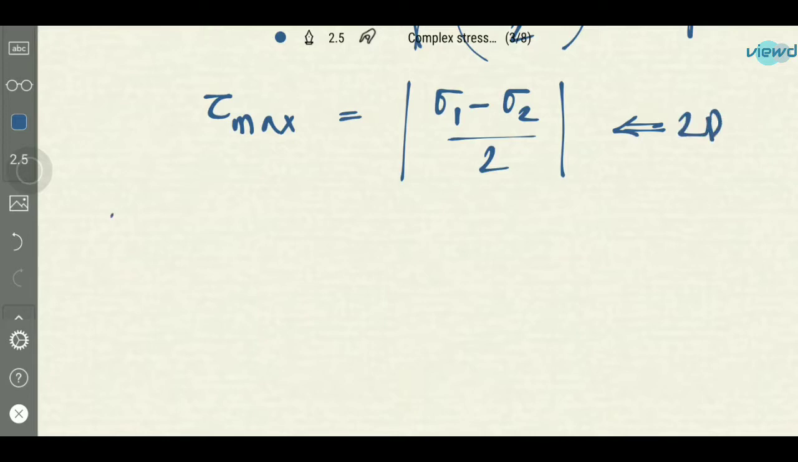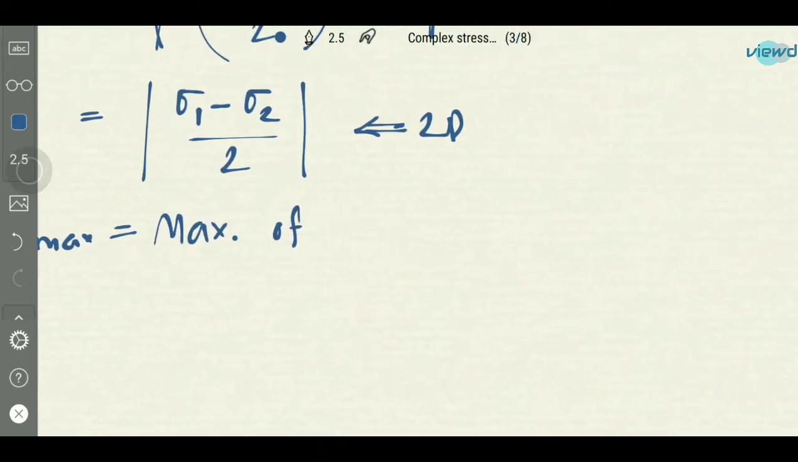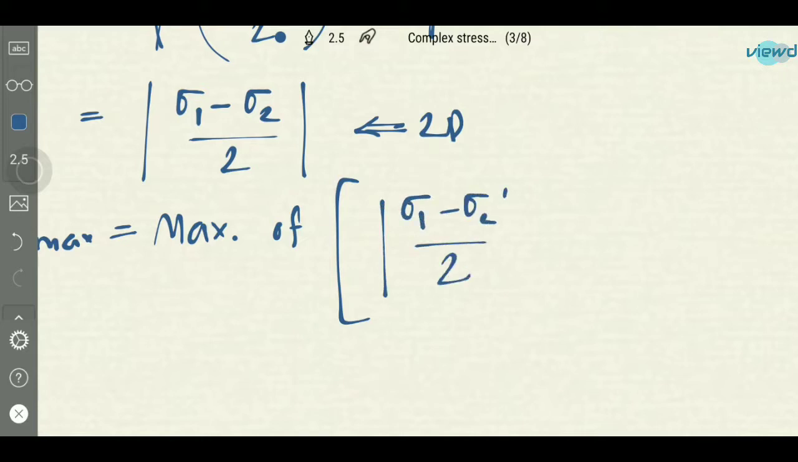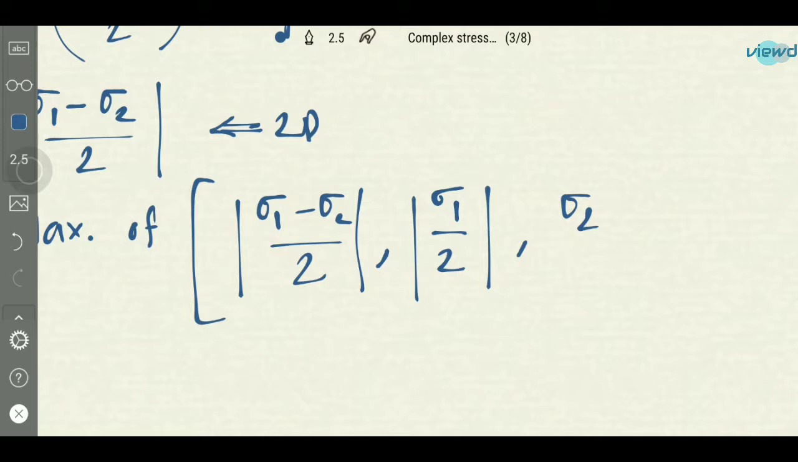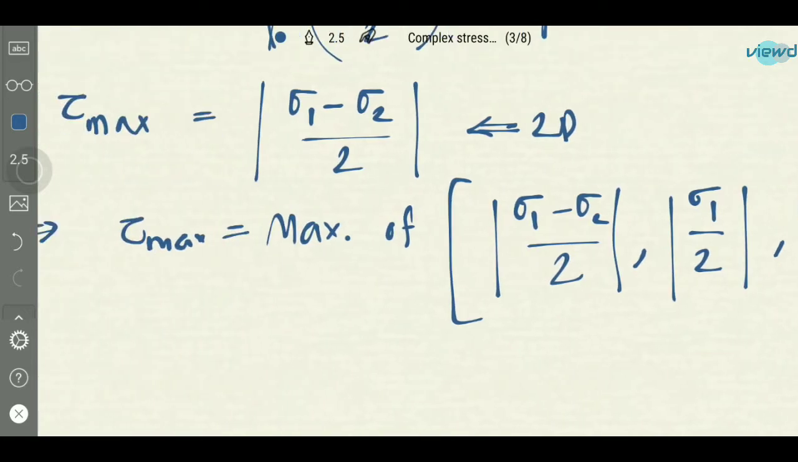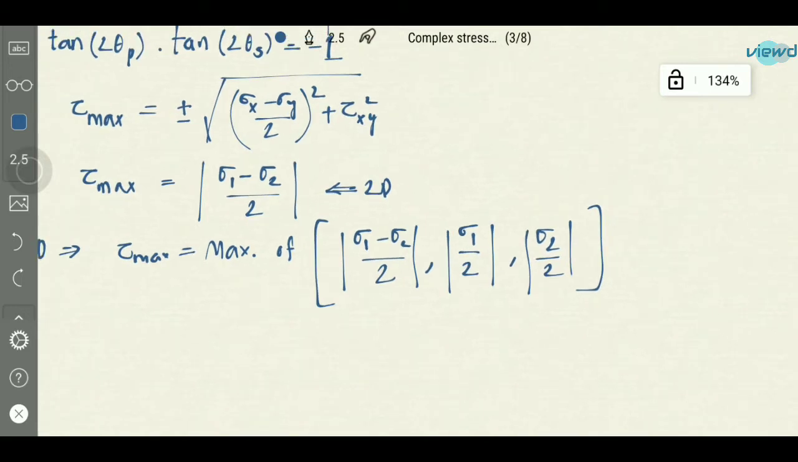And if it is a 3D stress system, tau max is equal to the maximum value of modulus of sigma 1 by 2, sigma 2 by 2, and (sigma 1 minus sigma 2) by 2. From this, if this is the maximum, then shear stress is maximum for this. If this is the maximum value, then shear stress is equal to sigma 1 by 2. Like that, the maximum of these three values gives us the maximum shear stress in a 3D stress system.